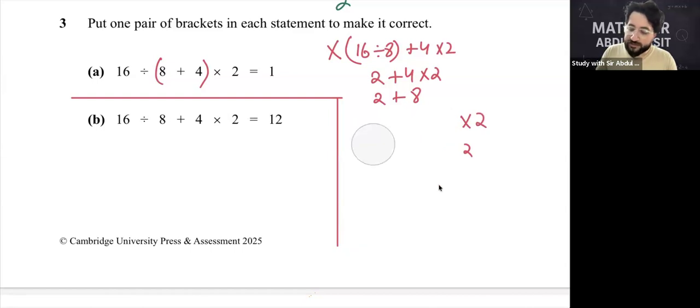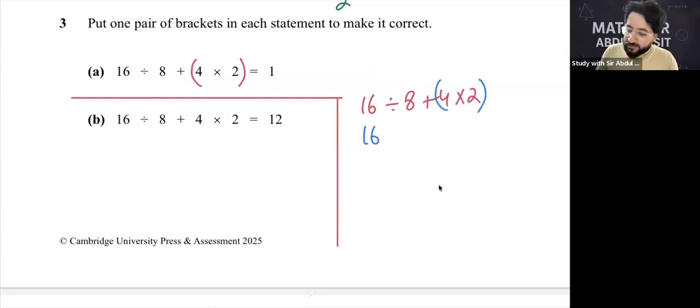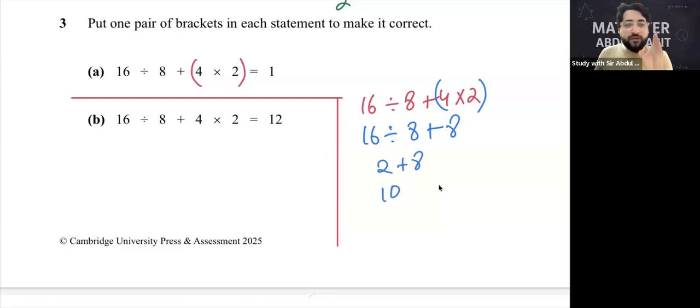So we have to see another option. Now we have to close the last one. Let's close the last one. So 16 divided by 8 plus 4 multiplied by 2. Let me close the last two. So 16 divided by 8 plus 8. 4 2s are 8. Yes, 16 divided by 8 is 2, and 2 plus 8 is 10. But now you can see that you are bound to give only one pair of brackets.